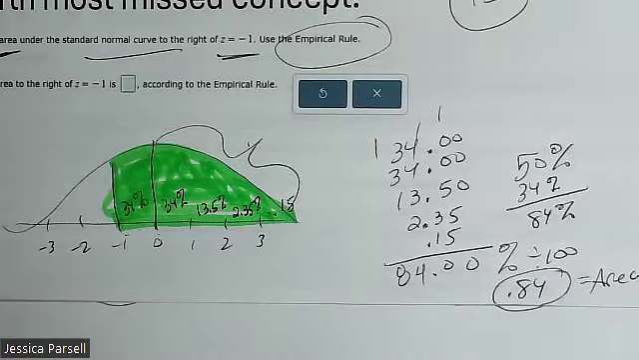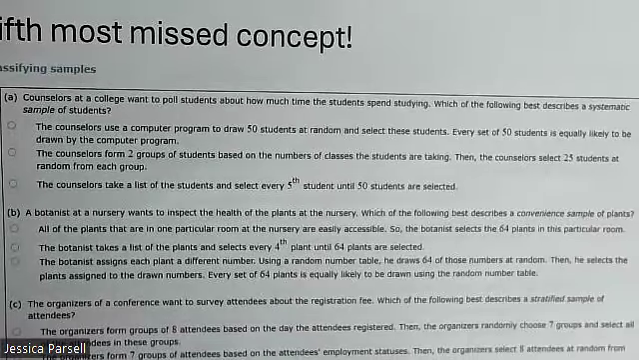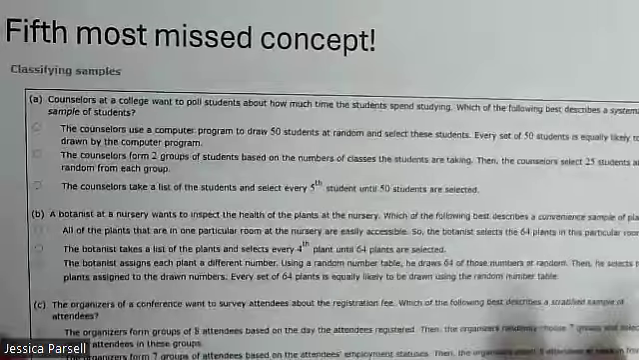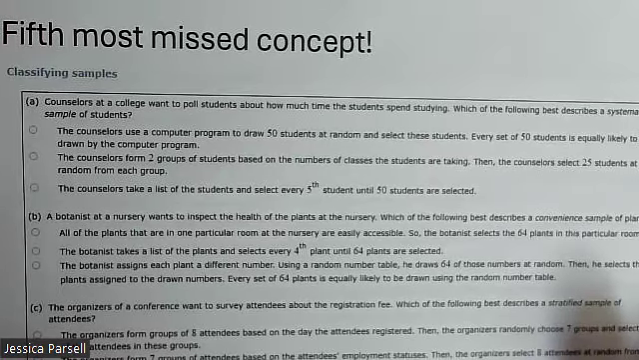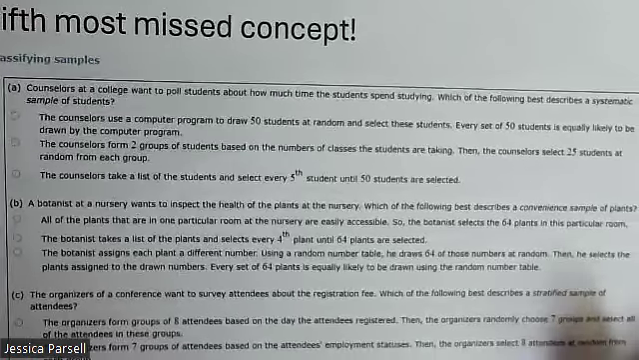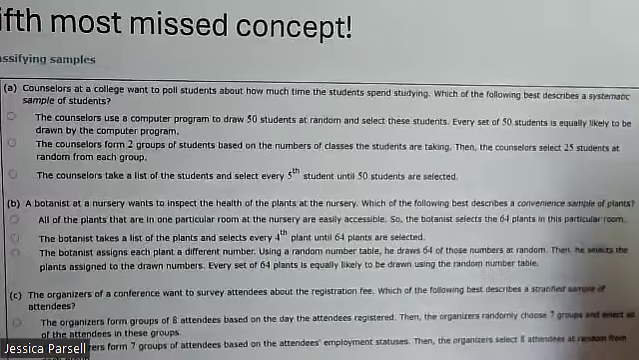Okay, we have one more concept that is missed a lot. Okay, we have the fifth most missed concept, and that is on classifying when researchers or statisticians take samples from the population. So here it looks like there's three scenarios. Let's go through them one at a time.